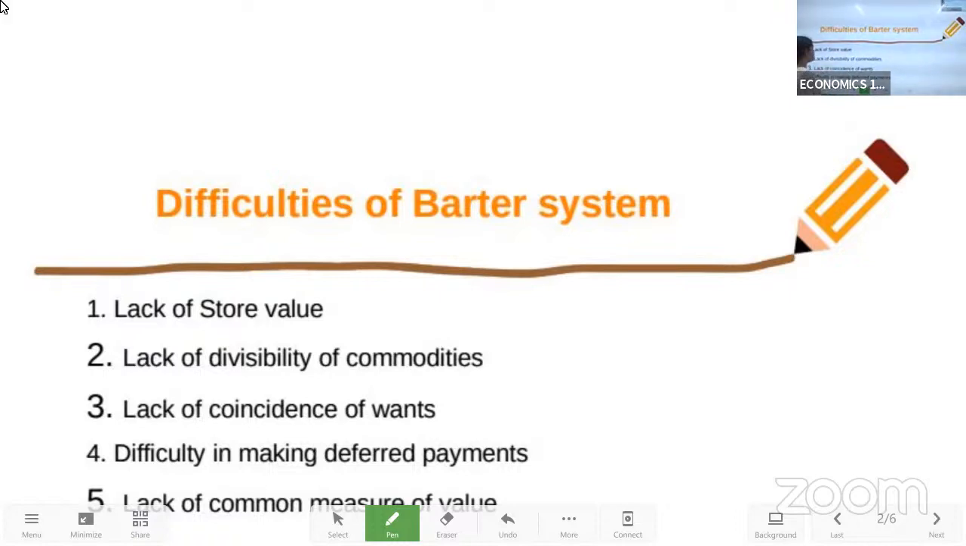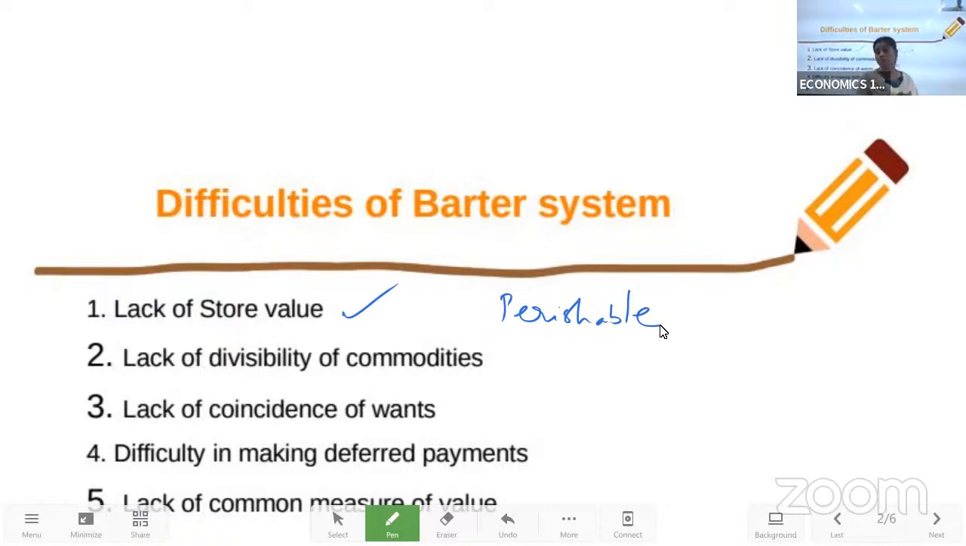Let's come with the first one, that is the lack of store of value. Store of value means here in the barter system we are exchanging goods for another goods, isn't it? So here it is not possible to store the goods, because the goods may be perishable. There are some goods which are perishable. Perishable means which is going to be spoiled within a short period of time. So we have to use them as we produce.